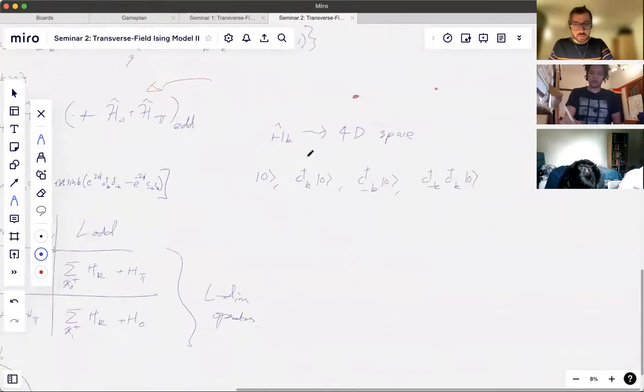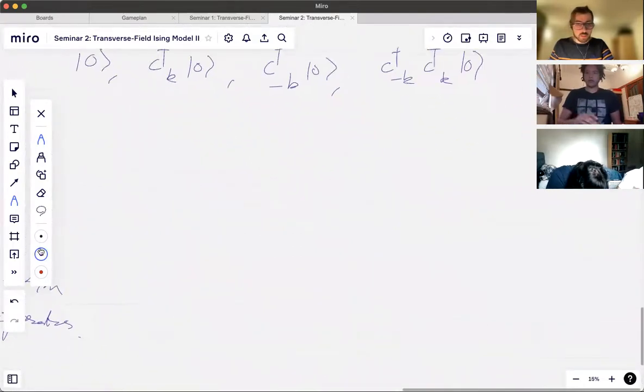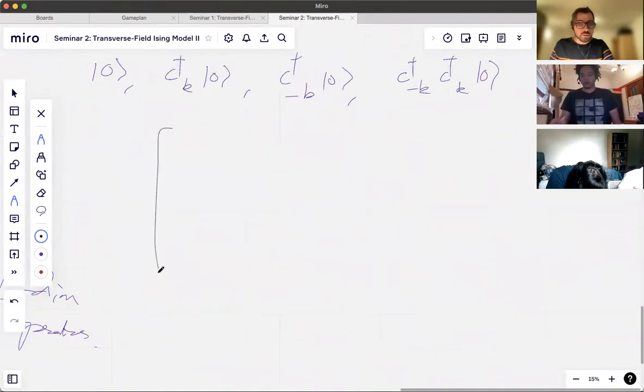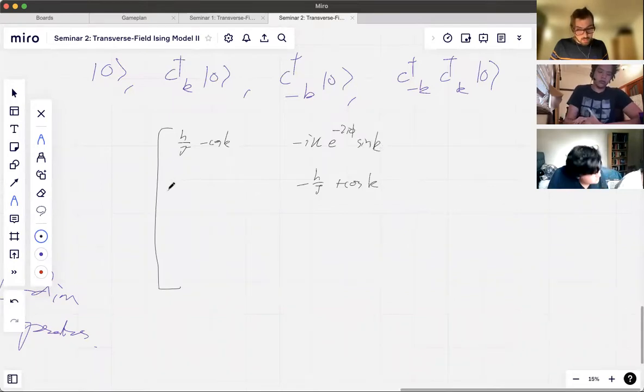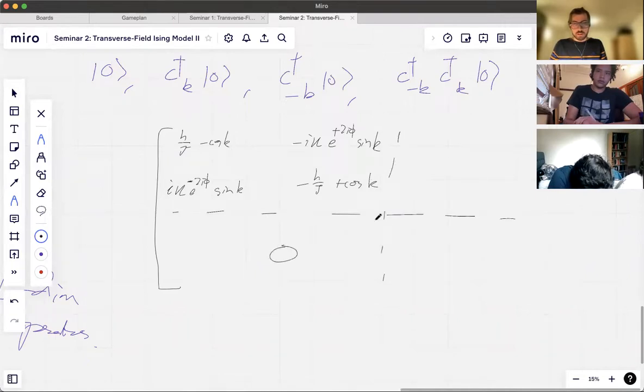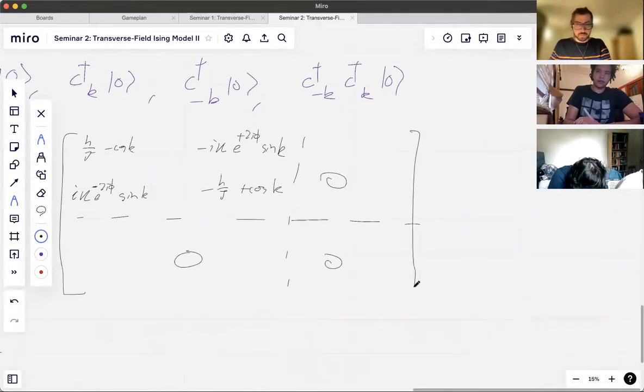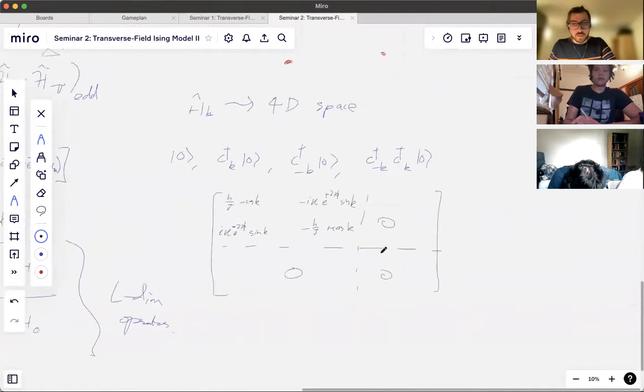Yeah, so with HK acting on the 4D space with respect to this basis, you can actually write down the matrix representation, which is a bit of fun. It is H over J minus cos K, minus H over J plus cos K, minus I kappa e to the minus 2I phi sine K and I kappa e to the 2I phi sine K. Sorry, I think I've got the minuses wrong. And actually, all of these are 0. Oh, sorry, I've written the bases in the wrong order.